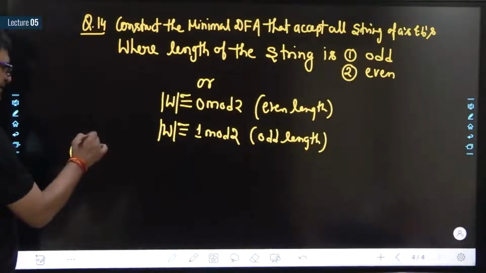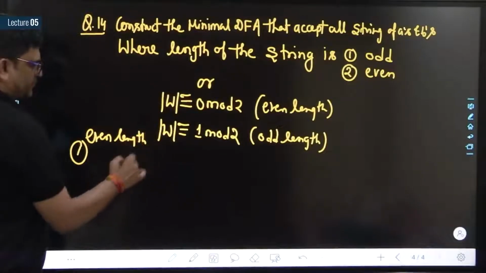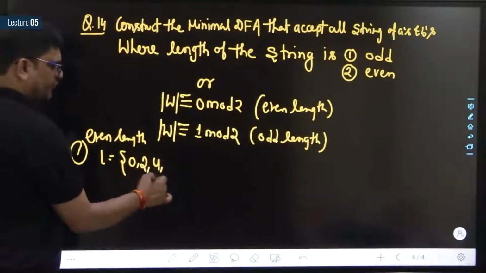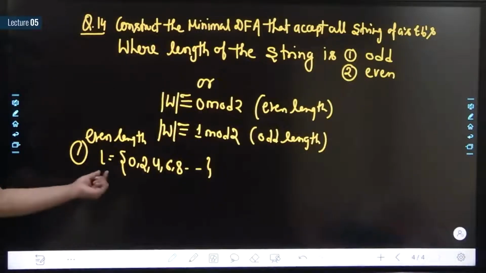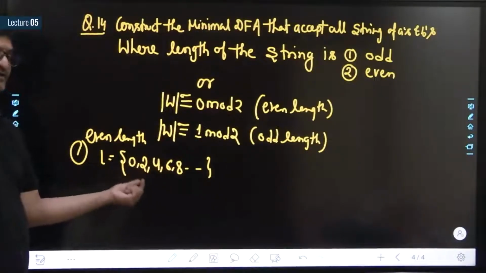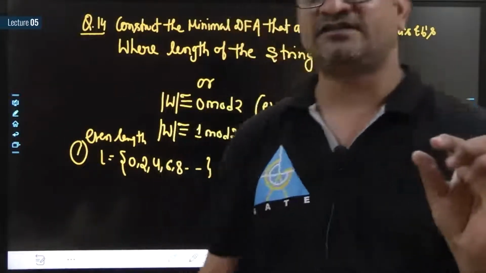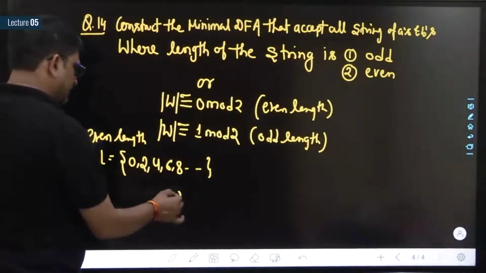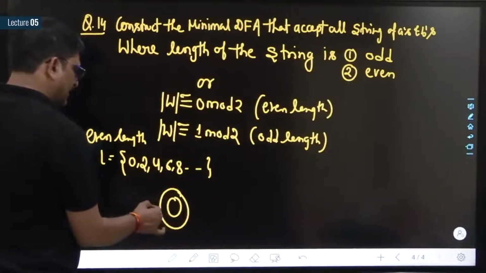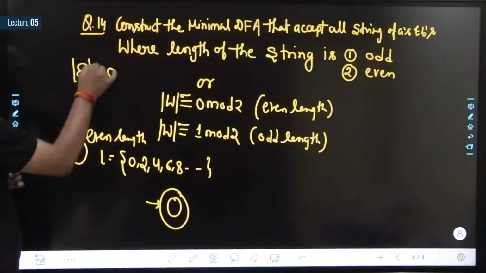Now, first we do for even length. What are the lengths present in the language? 0, 2, 4, 6, 8 and so on. Please listen carefully. This represents the length of the string. Now, 0 means empty string, epsilon. What is the length of this? 0.